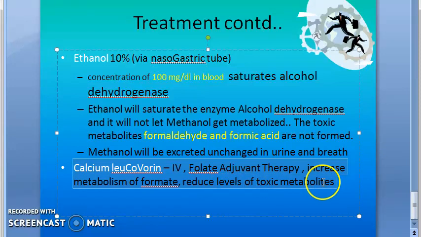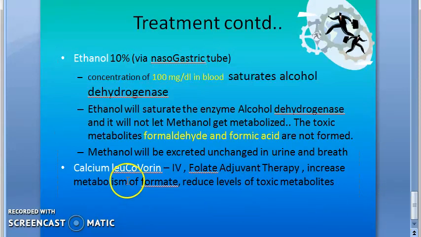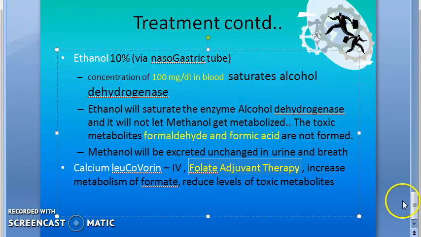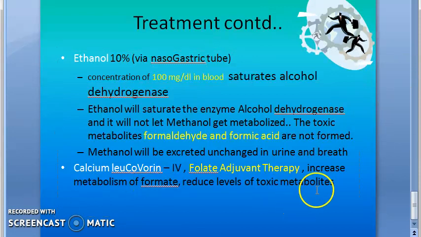Coming to the last part in this treatment, calcium leucovorin. Calcium leucovorin has to be given IV. It is a folate adjuvant therapy. It is also called what? Folate adjuvant therapy. It increases the metabolism of formate, that is formic acid, and it reduces the levels of toxic metabolites. So formic acid will reduce, it will become carbon dioxide and water. I hope you understood that.